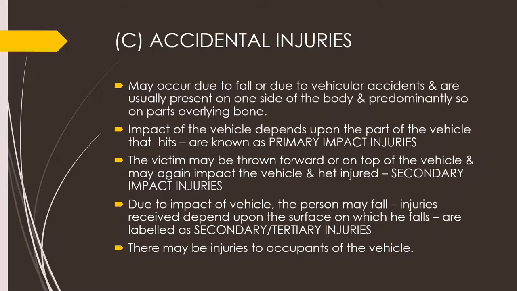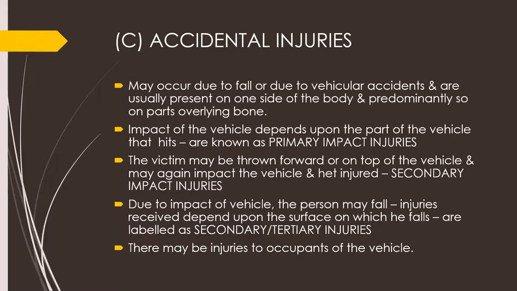The third type of medico-legal injury is accidental injuries, and this may occur due to a fall or due to vehicle accidents, and are usually present on one side of the body and predominantly on the parts overlying the bone or bony prominences. So there can be three types of injuries: primary impact injuries, secondary impact injuries, and secondary or tertiary injuries. And the impact of the vehicle depends upon the part of the vehicle that hits the victim. That explains the primary impact injuries.